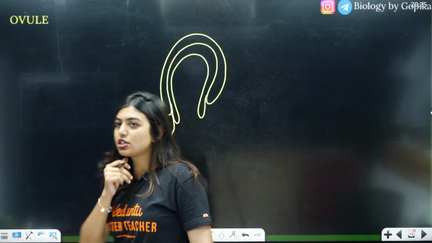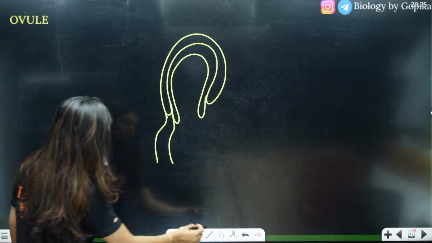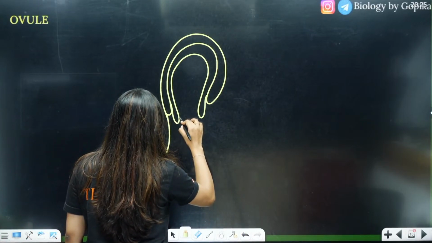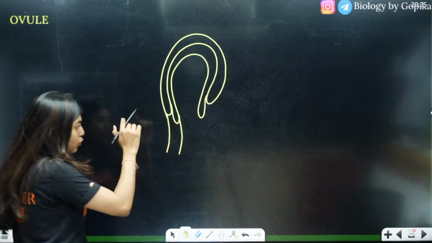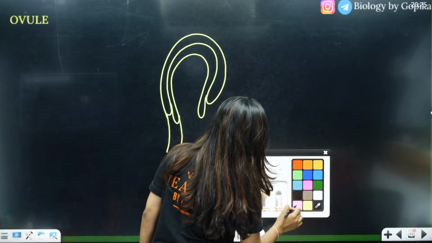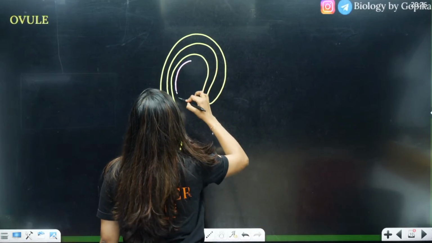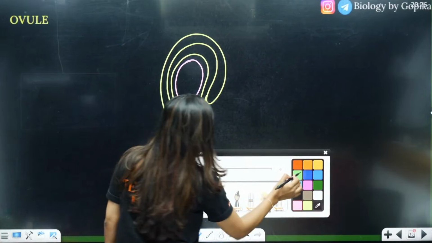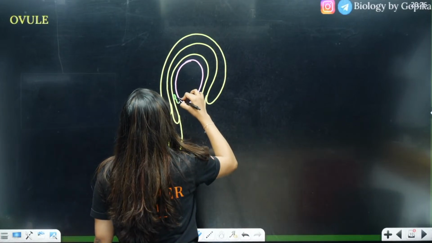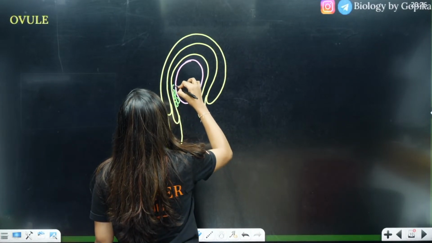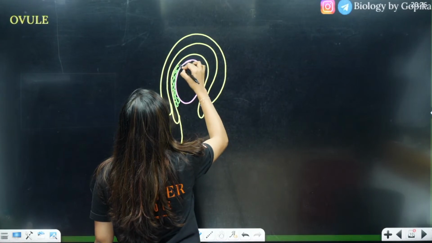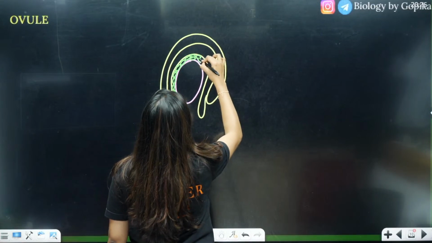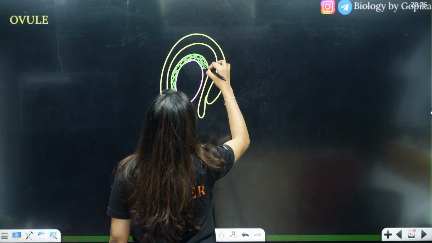Okay, now students, this is your ovule. Okay, it doesn't look like an ovule only, but let's say this is your ovule. Inside the ovule there is going to be your embryo sac, and around this there are going to be nucellus cells. This is your nucellus cells.